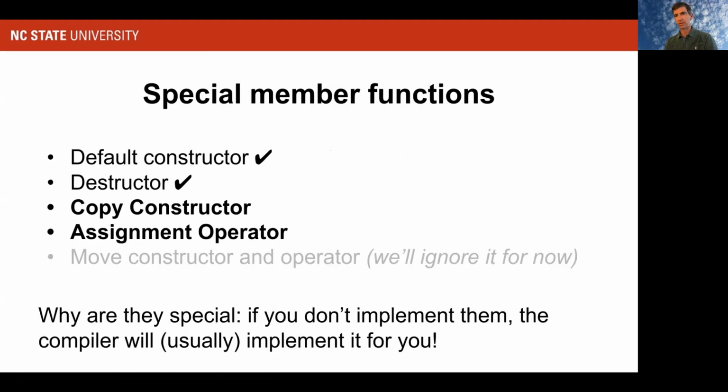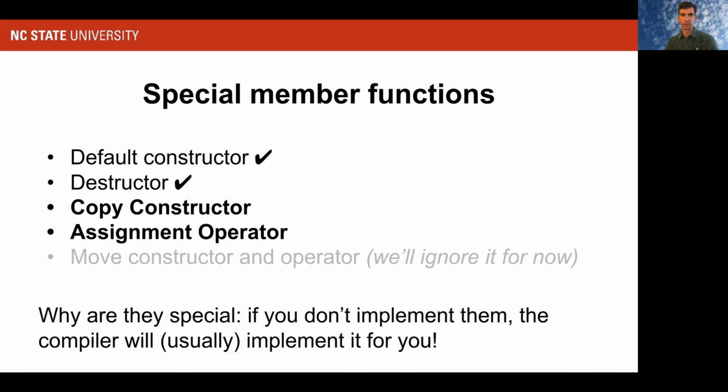Okay, so first I want to point out that there are several functions that objects have that we call special member functions. One of them is a default constructor, like we just talked about. We've also talked about the destructor last week, right? It gets run whenever the object is deleted. And then there are several more that we haven't yet really seen or talked about: the copy constructor, the assignment operator, and the move constructor and operator. The last one we're going to ignore for now.